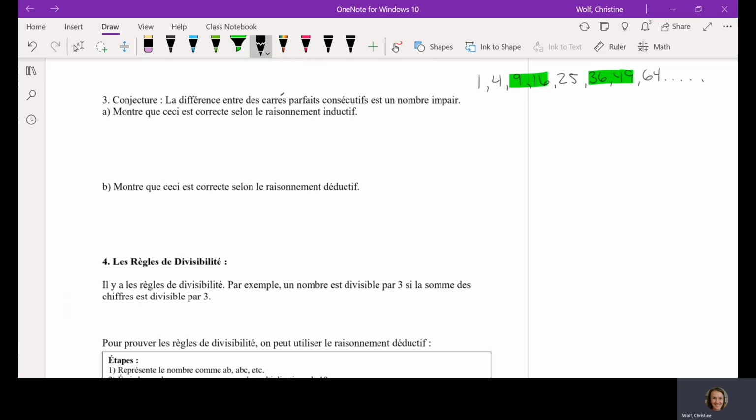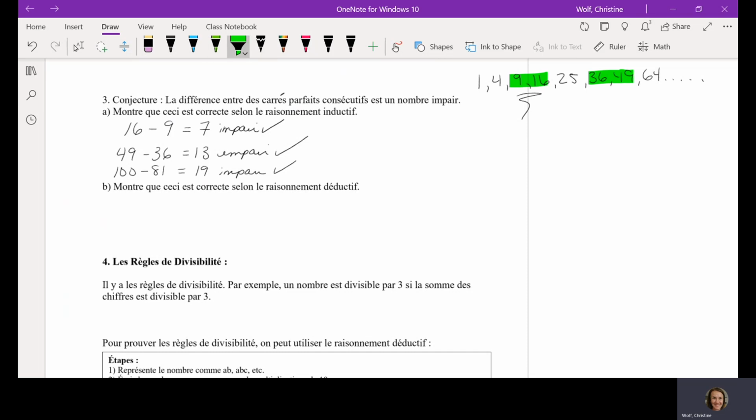Well, let's see. So, I'll take these first two I chose. So, quand je fais 16 moins 9, je reçois une 7 et c'est impair. J'allais prendre l'autre que j'ai fait, 49 moins 36, right? Cela te donne une différence de 13. Et ça, c'est aussi impair. Si tu fais un autre, tu peux faire 100 moins 81, those are consecutive, right? 10 and 9 or 9 and 10. Tu reçois 19. Et voilà, c'est impair. So, ça semble que c'est vrai, OK?